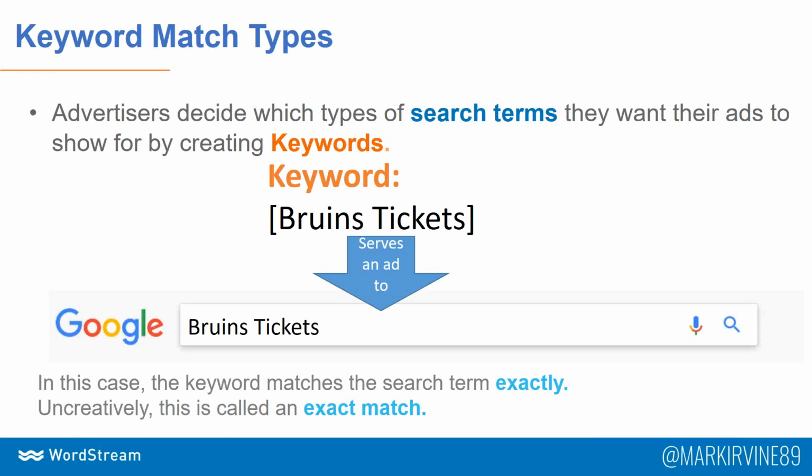creating keywords. And so an advertiser who's looking to sell Bruins tickets very well might advertise on the keyword for Bruins tickets. And so in this case, the keyword matches the search exactly, and we call that an exact match. Exact match keywords are great if you know the exact words that someone is going to search for your traffic.